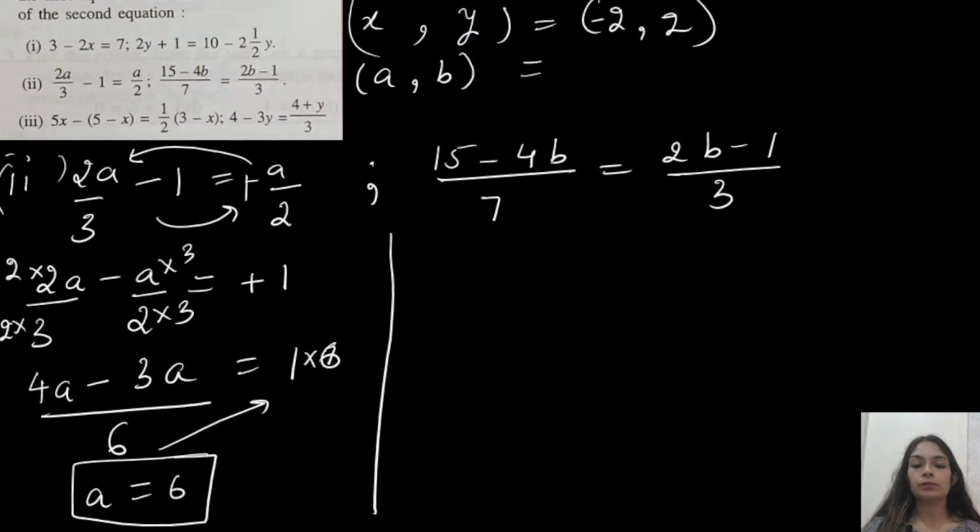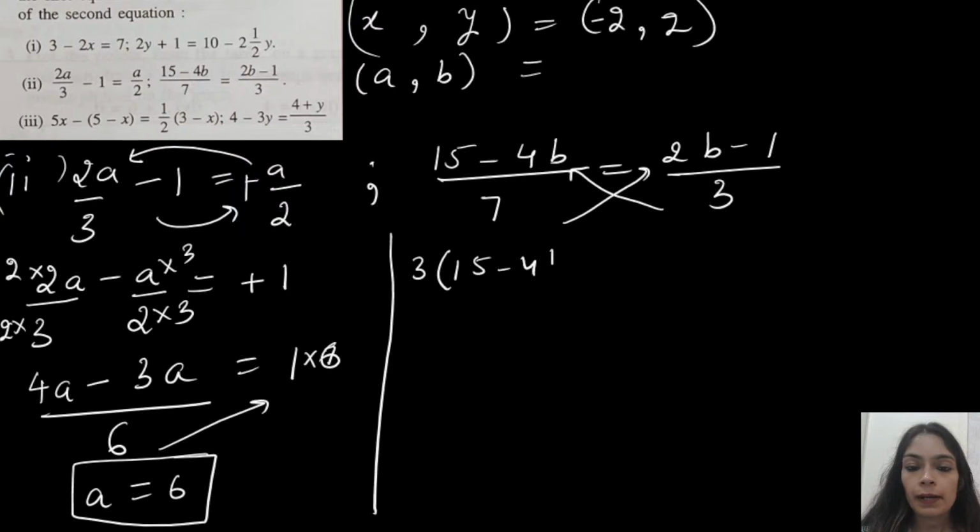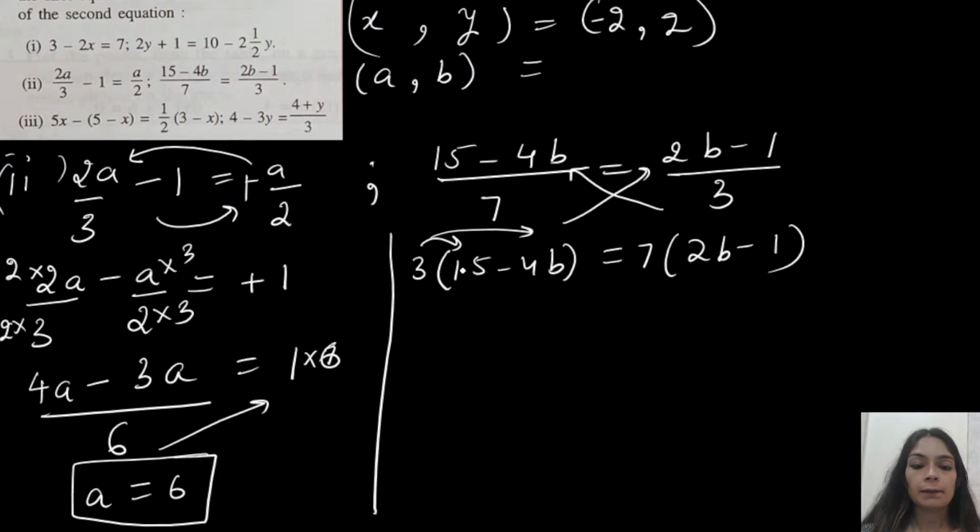Let's do the second equation. Again, like terms. Whenever single fractions are there on both sides, the first step we can do is cross multiplication. So this 3 will get multiplied: 3 into (15 minus 4b). The 7 will shift to the other side and get multiplied by (2b minus 1). If I multiply, I have to multiply with both numbers. 3 into 15 is 45, minus 3 into 4 is 12b. 7 into 2 is 14b, minus 7.